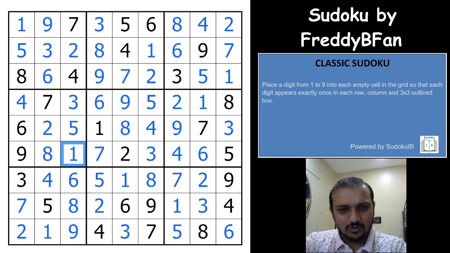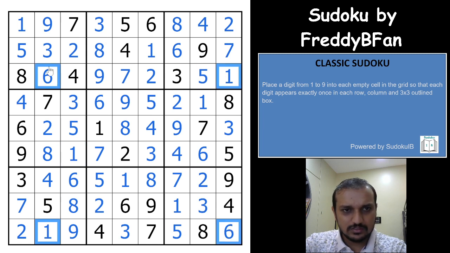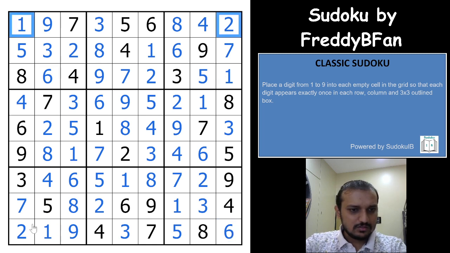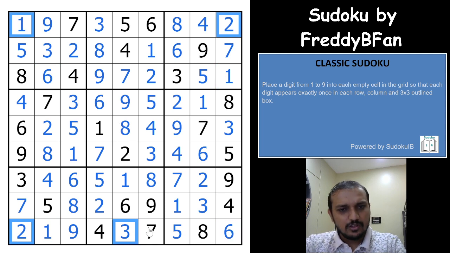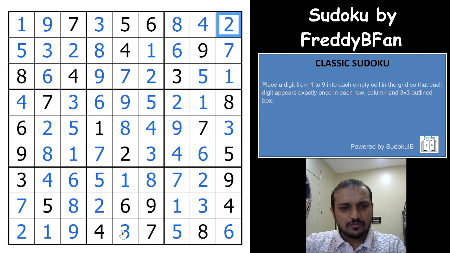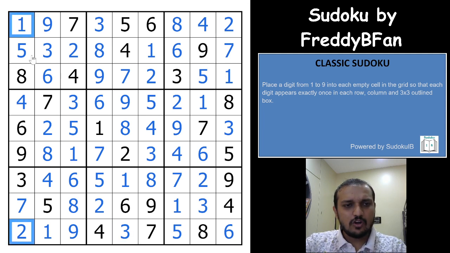I don't think X-Wing was really necessary here. The X-Wing that we found on 6. I think at this point that was not necessary because this was the main intended logic here. Those are very long X chain, but amazing one. I could see it using a different method: if both of these cells would be 1, then the column 1 cannot have a 1, right? That was amazing to see.